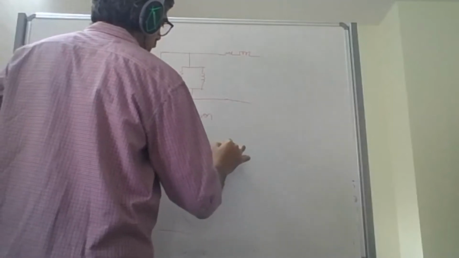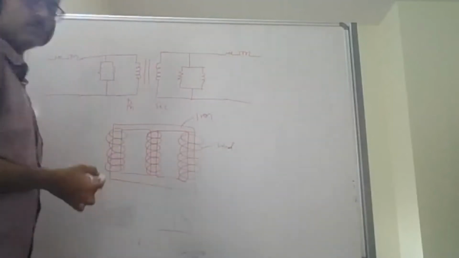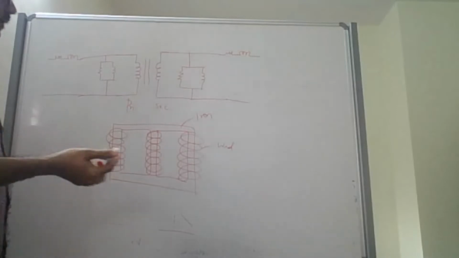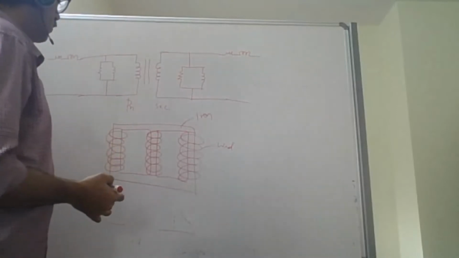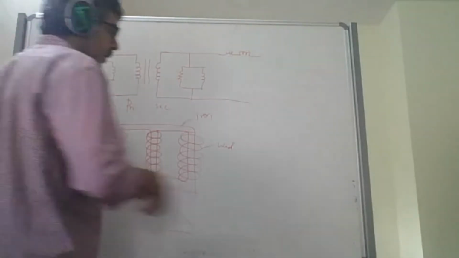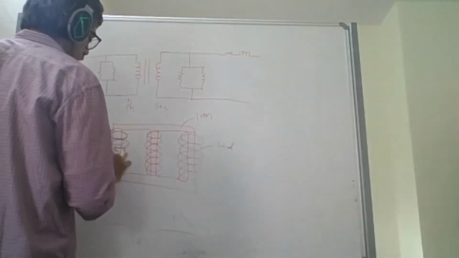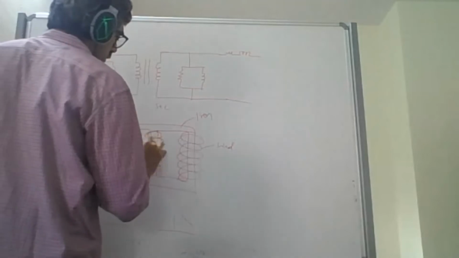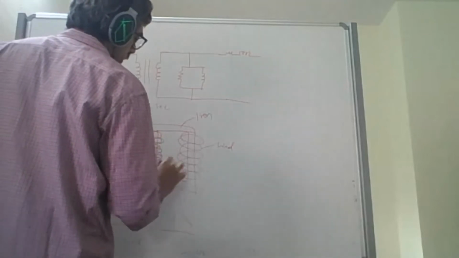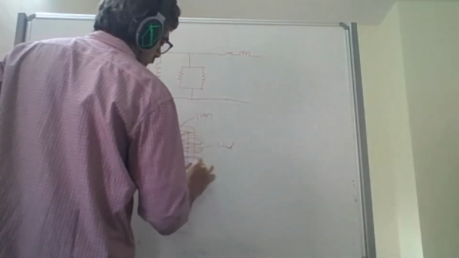And then I have my winding. So a transformer is basically made of iron and winding, right? Now I have my primary winding here. Above that, I have my secondary winding, right? I have primary, I have secondary.